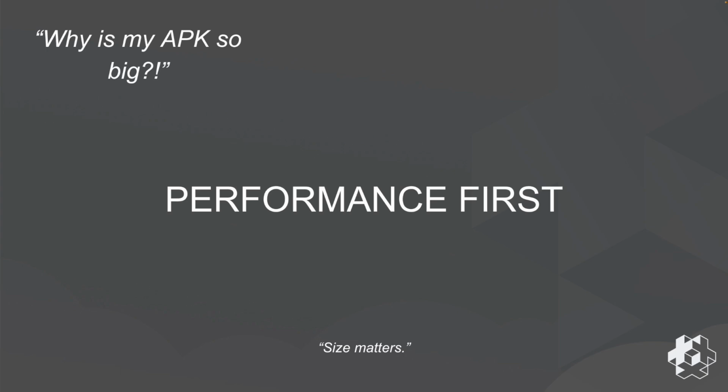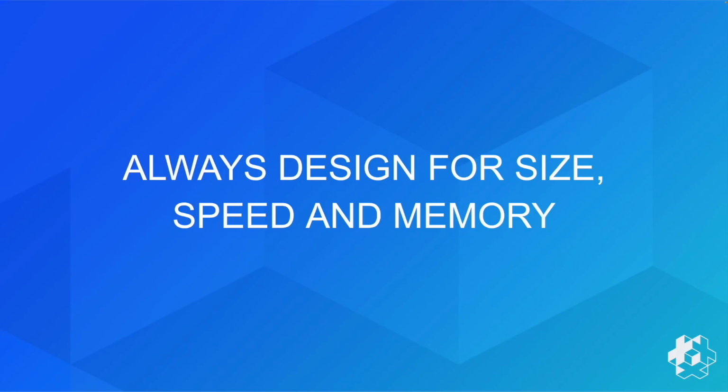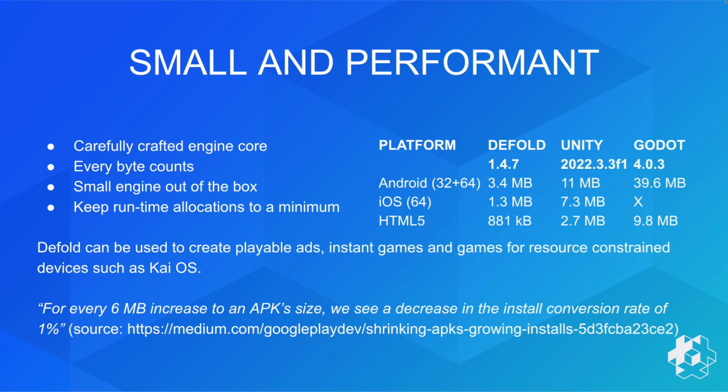On the topic of large executables, we always say that we put performance first and that size matters. So we always design for size and speed and memory consumption and battery as well for mobile. So we have a very carefully crafted engine core written in C++ like C. We are very strict about memory allocations and added features, and we always compare from release to release what impact any change we do has on the executable size.